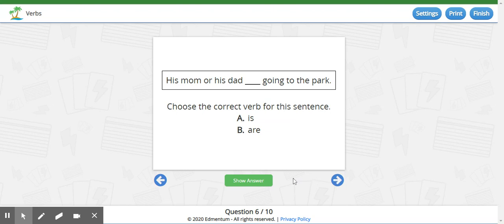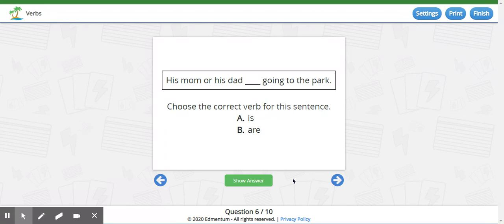Number 6, I want you to read the sentence in a rectangle on a count of 3. His mom or his dad blank going to the park. Now I want you to choose the correct verb for the sentence. Is going to the park or are going to the park?